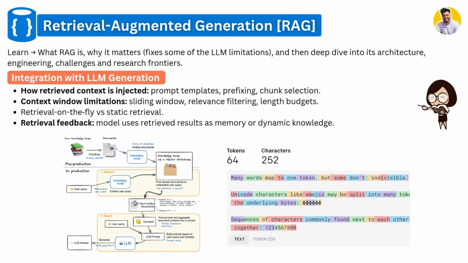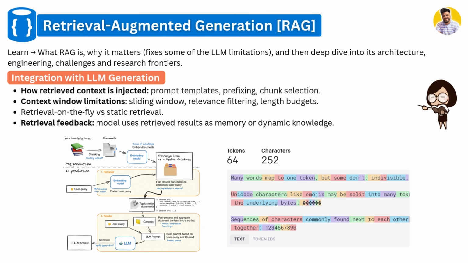Now you have the data, you have the context, you have to put the data into the prompt so that it can easily go to the large language model with your query, along with your context fetched from the vector DBs as well. So learn about how the retrieved context is injected into the prompt templates, prefixing, the chunking selection as well, and then learn about the context window limitations, because sometimes your context or your prompt or your query can be too big for a large language model's actual context window.